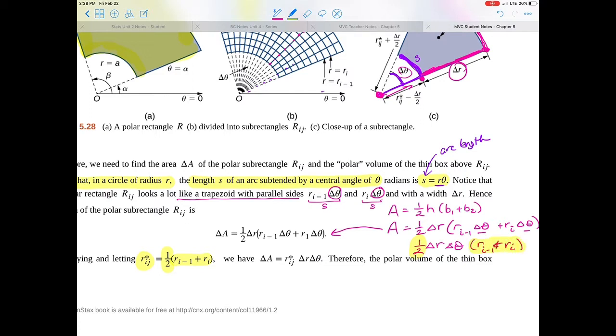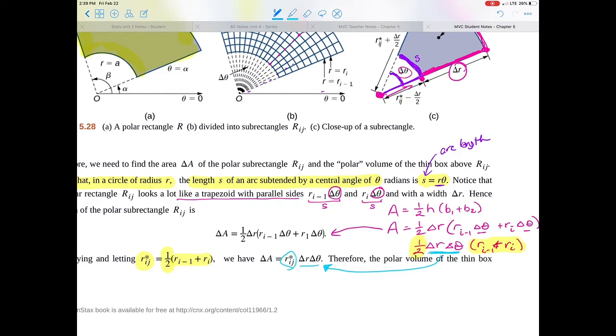So what have I not highlighted? I have not highlighted the delta r and the delta theta. So now take that and come to here. Do you see how this thing, the highlighted stuff, turns into the r star, and the delta r and delta theta come afterwards?